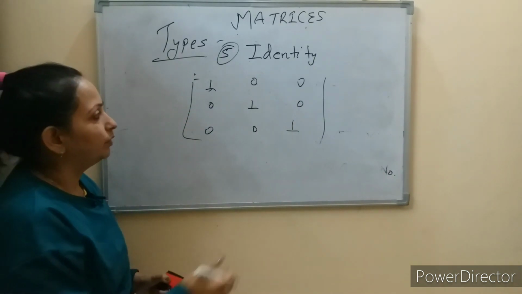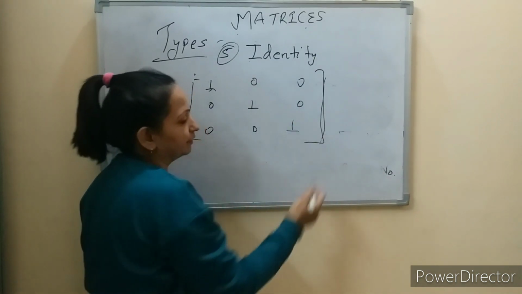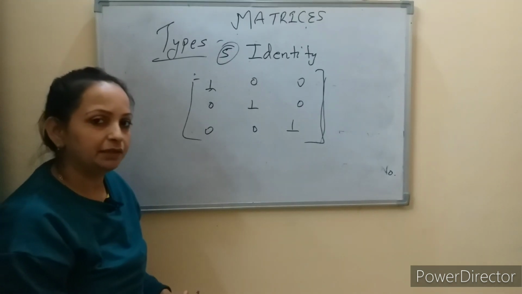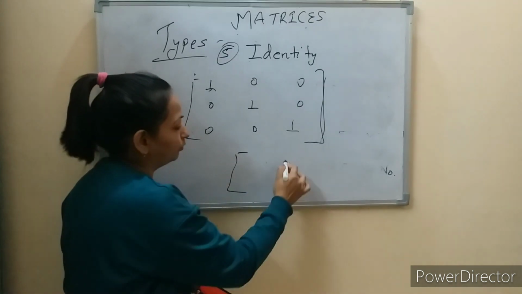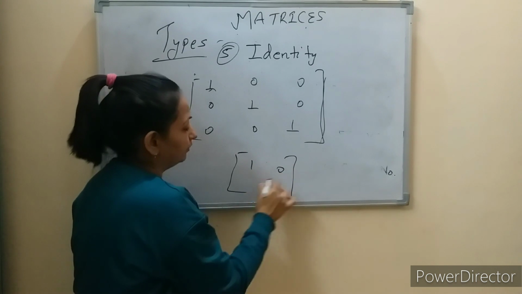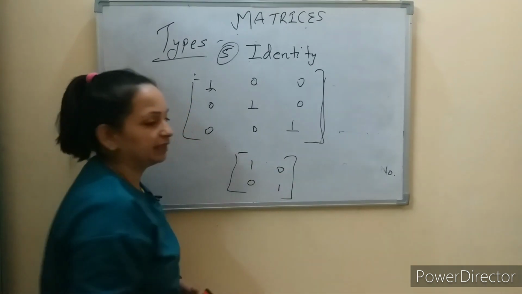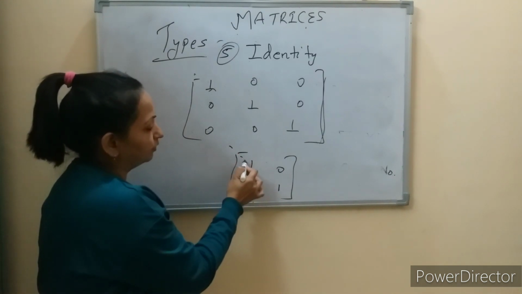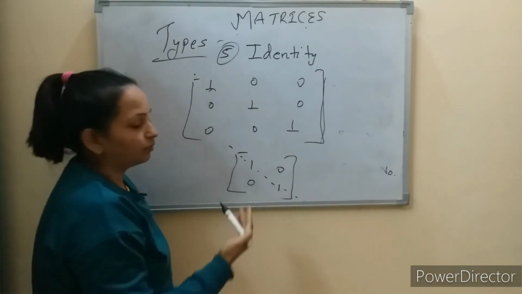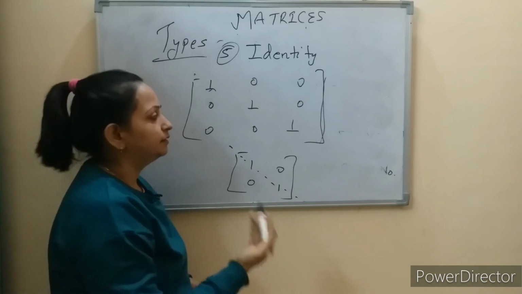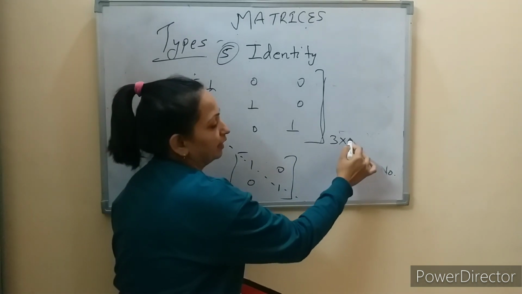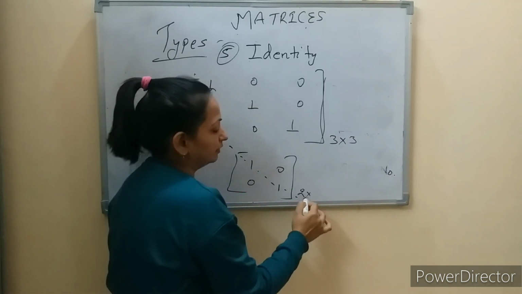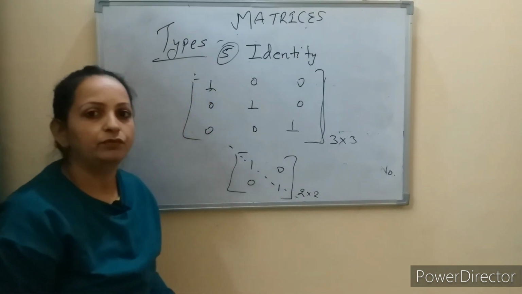Okay, so I said square matrix. I am giving you an example of a 3 by 3 matrix. You can take an example of a 2 by 2 matrix as well. So if I write a 2 by 2 identity matrix, it will be like this: 1 0 0 1, because in the diagonal we will have 1 and all the non-diagonal elements are 0. So this is my identity matrix of 3 by 3 and this is an identity matrix of 2 by 2.